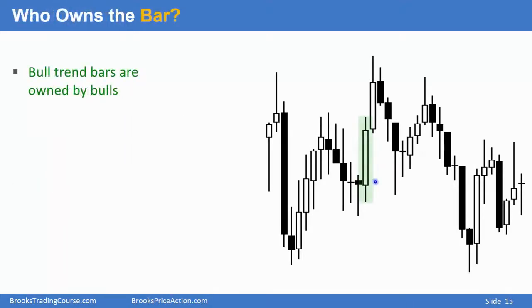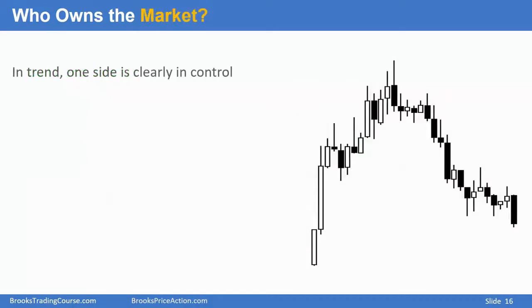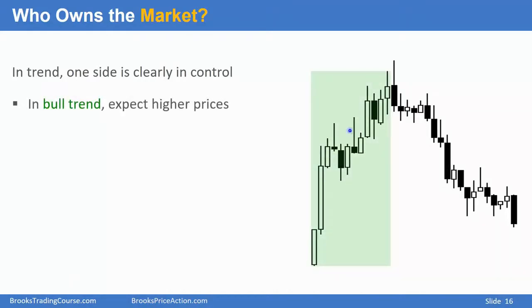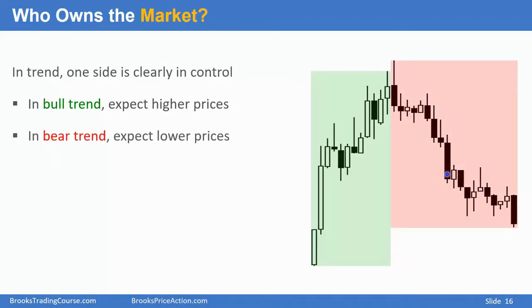Let's take a look at this chart. So we have a bull bar. A bull bar is owned by the bulls, and bear trend bars are owned by the bears. In a trend, one side is clearly in control. The bulls are in control here, bears are in control there. And when the bulls are in control, I expect higher prices. And when the bears are in control, I expect lower prices.